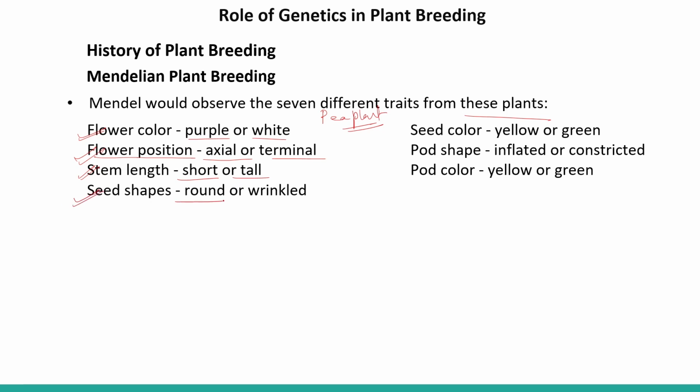Seed shape, round and wrinkled. Seed color, yellow or green. Pod shape, inflated or constricted, and pod color, yellow or green. So we have studied some of these traits in our botany syllabus, the hybridization technique or genetics principles. So we are familiar with some of the traits that Mendel chose, that is flower color, stem length, seed shape, seed color, and pod color. These are some of the familiar traits that we have studied for Mendel's work.